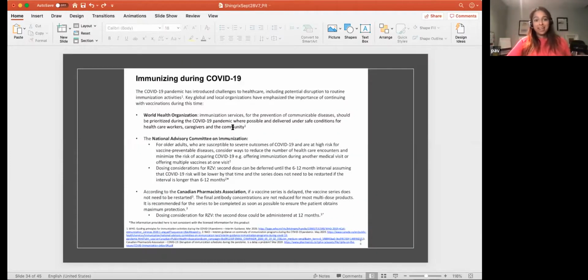Finally, I think I'm running out of time, but COVID-19 has really highlighted our role as healthcare providers. We are the most accessible and the most easily communicable individuals for a lot of patients who aren't able to see their prescribers. COVID-19 has highlighted that.